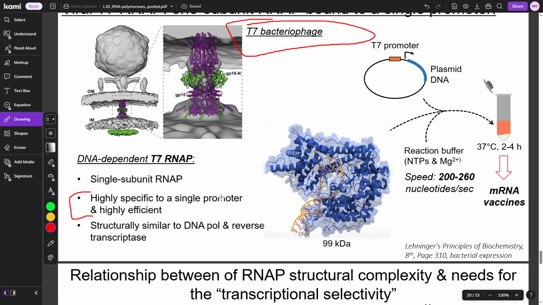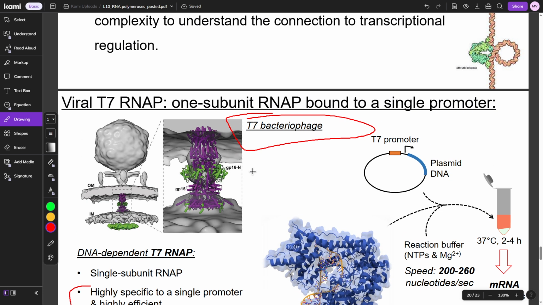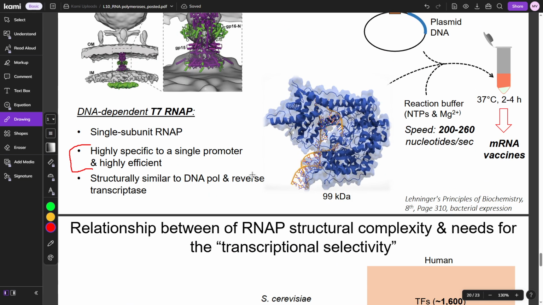So it's very useful for experiments. If you want to transcribe a certain gene, you can just make the promoter of the gene of interest the promoter for this specific polymerase, and then you can make a bunch of copies of that RNA.